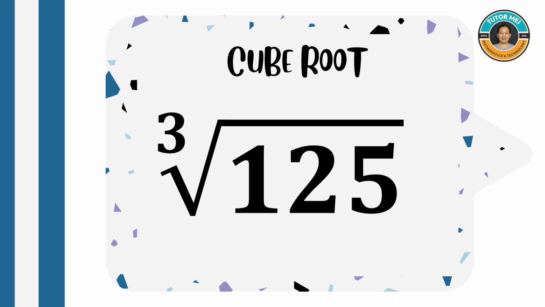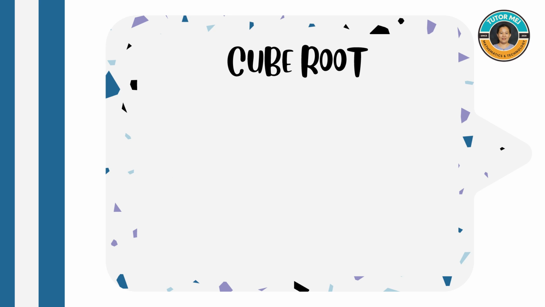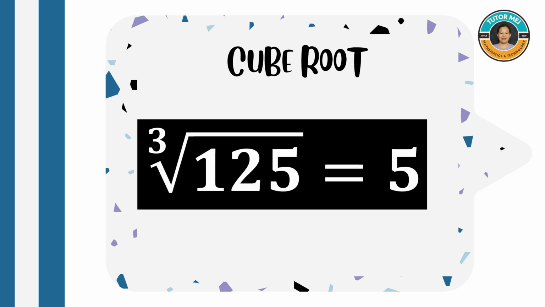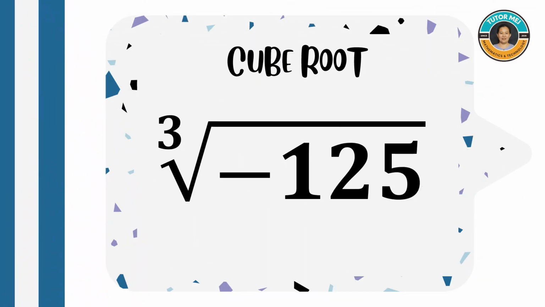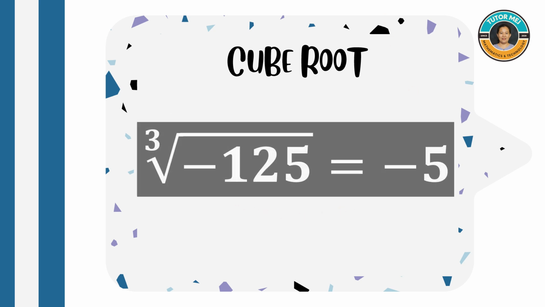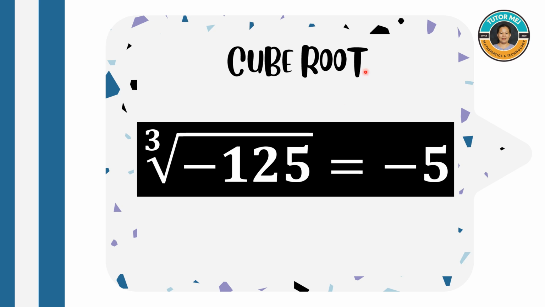Let us find the cube root of the following. Okay, let us find first the cube root of 125. Cube root of 125 equals positive 5. What about the cube root of negative 125? The cube root of negative 125 equals negative 5.